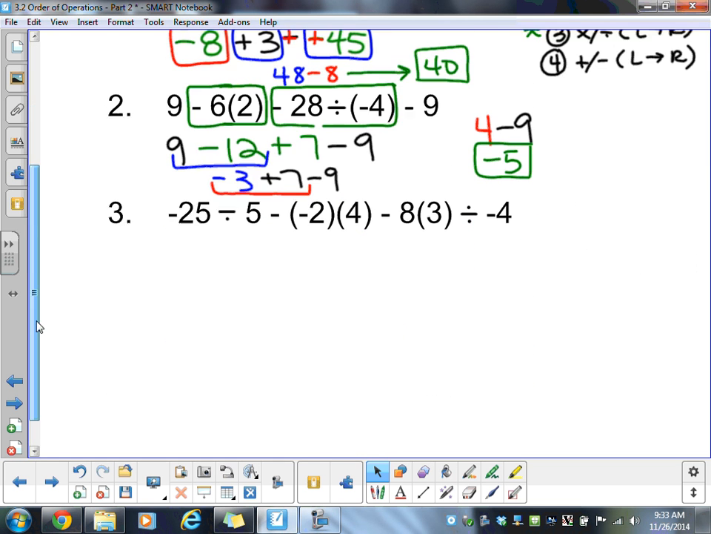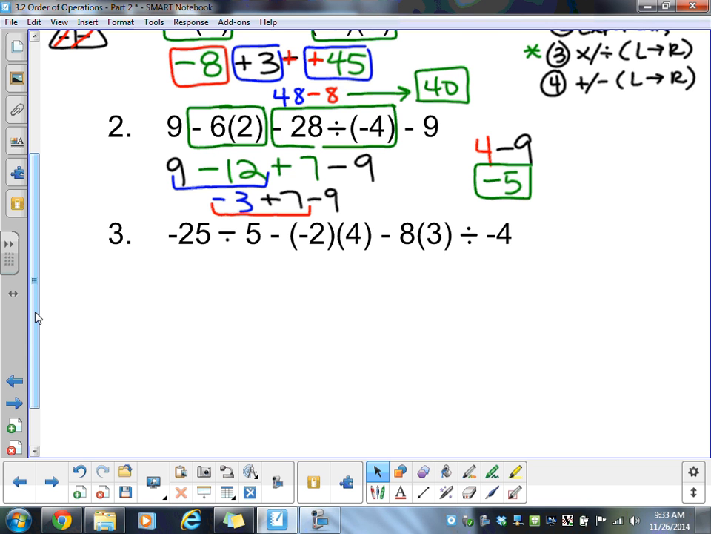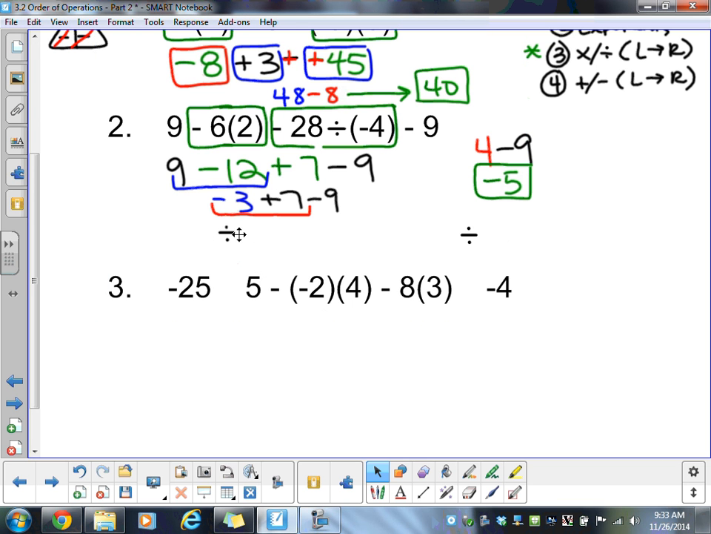We have one last problem to work on before I let you try some on your own. So you're looking for any multiplication and division. All right, and we're going to do those from left to right, whichever comes first. So I'm going to move this problem down a little bit so we have some room to work. Hopefully this works out all right. Yeah, that's what I figured. So this guy needs to drop down. There we go. All right, now we have some room to work.